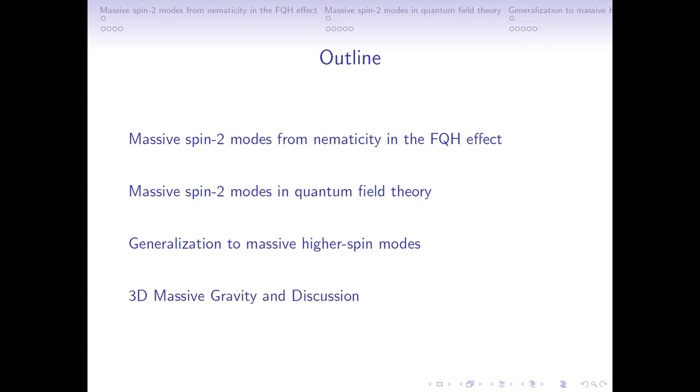I would like to discuss, because you see, I myself worked in three dimensions on so-called three-dimensional massive gravity. So that's also a massive mode, relativistically. And we did many things. And each time, once you have this connection, you think about what does it imply for the description of the massive modes in the fractional quantum Hall effect. Things like curved background, like boundary terms, like supersymmetry.